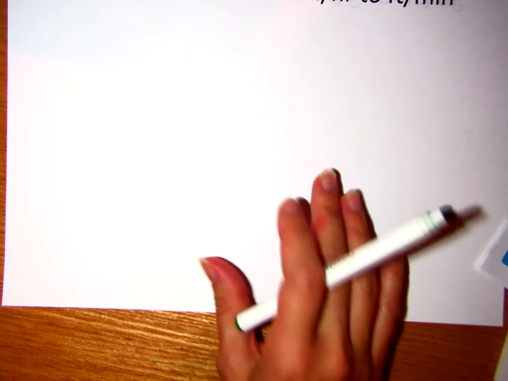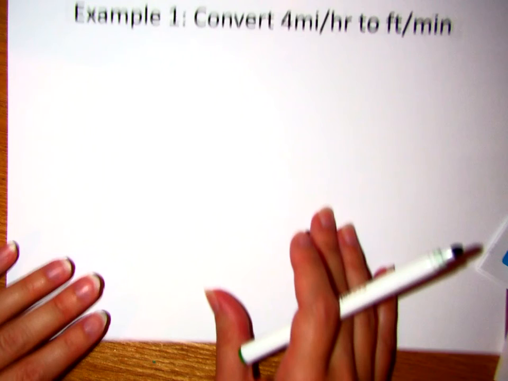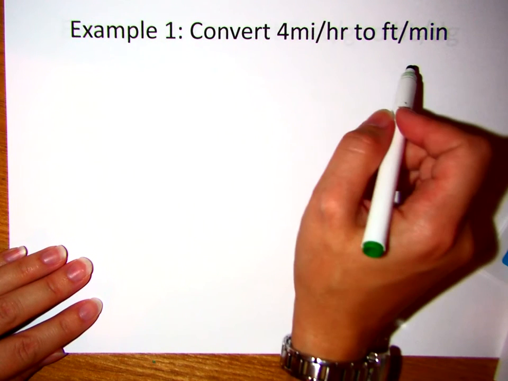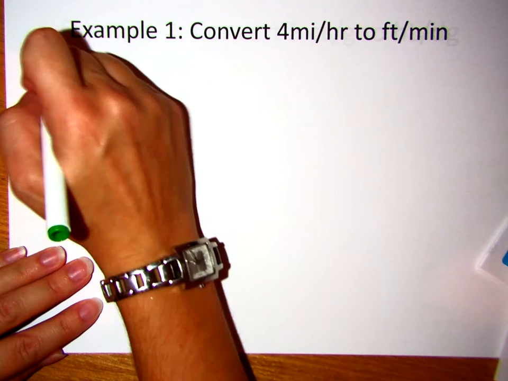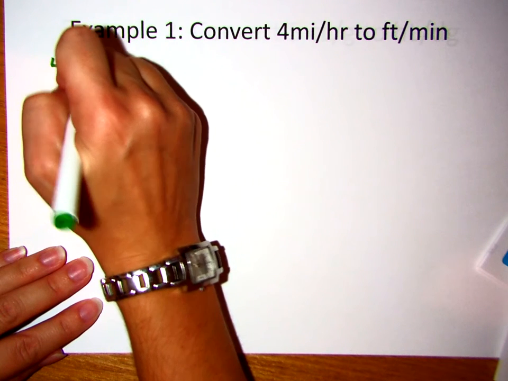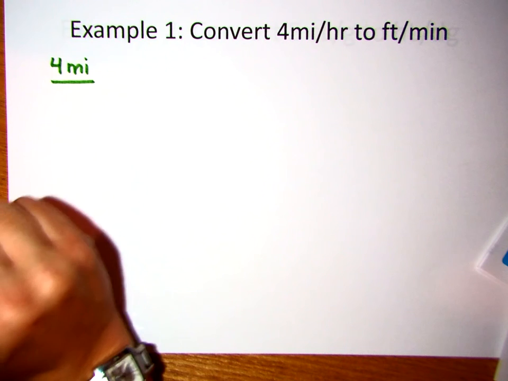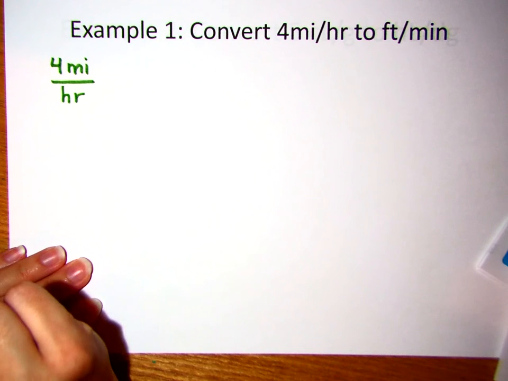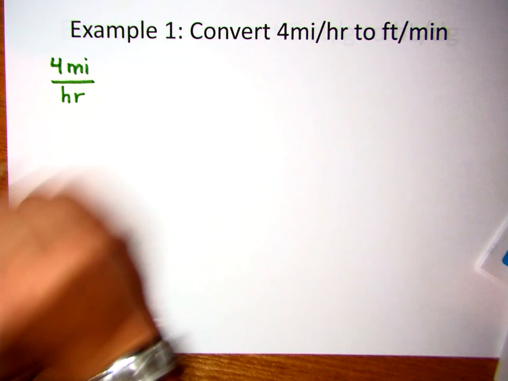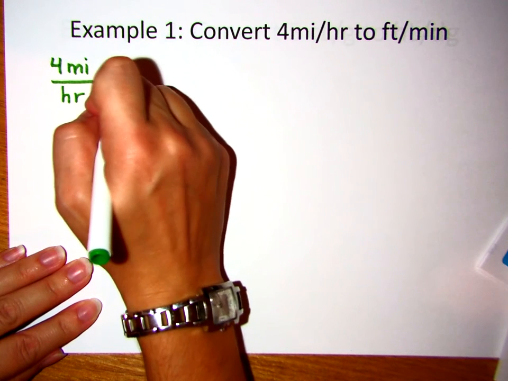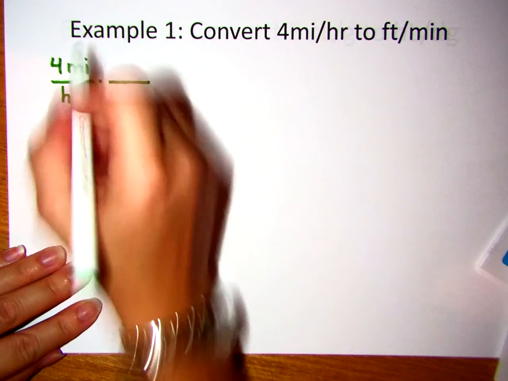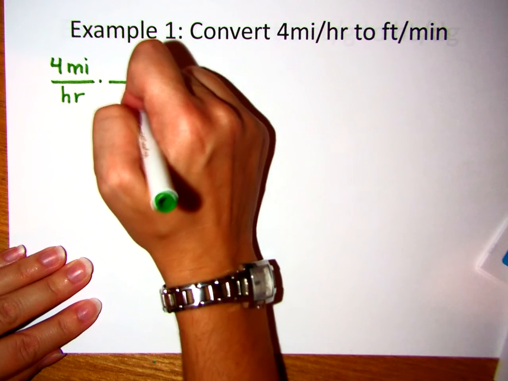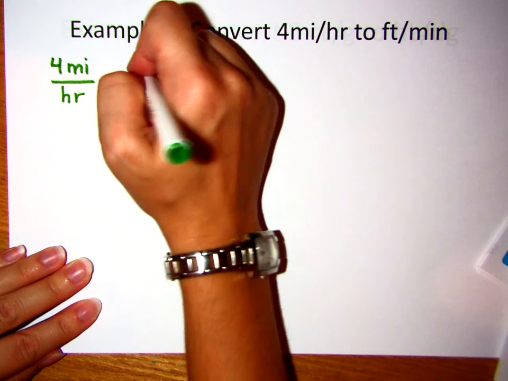So here we go. In example number 1, it says that we are to convert 4 miles per hour to feet per minute. And so what we're going to do is take 4 miles, that's what we start with, and put in a division bar, hour. So we still have our fraction going. Miles is on top, hours is on bottom. Then we put our multiplication dot and open up a fraction. We've got to get rid of miles because of feet. So miles is going to go diagonal so we can get rid of it. And miles can go to feet.